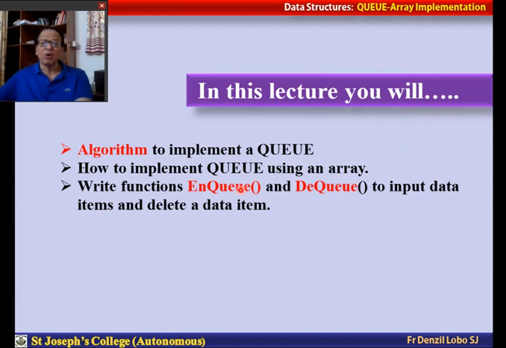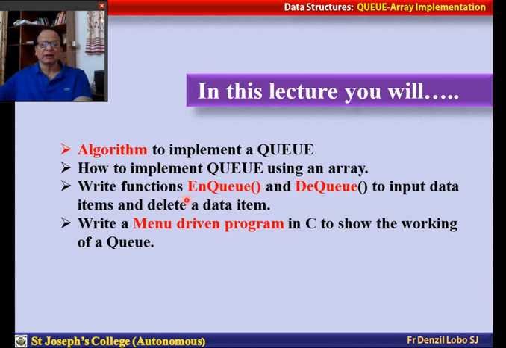So these are the two operations: Enqueue and Dequeue. Enqueue to insert an item into the queue and Dequeue to remove a data item from the queue. So we are going to write these two functions. Of course, we are going to write two more functions, but these are two very important functions associated with the queue data structure. Then at the end, we will combine all these and write a menu driven program in C to show the working of a queue.